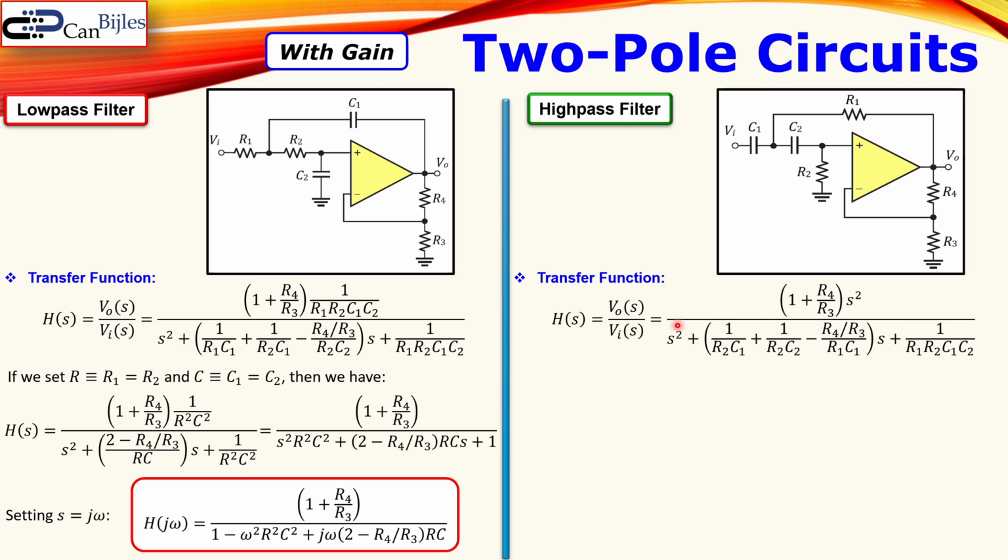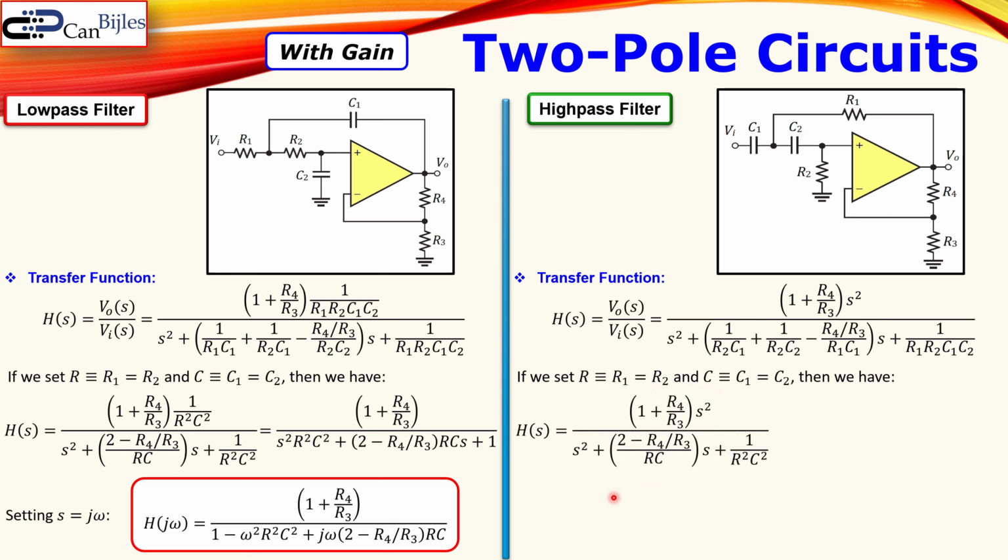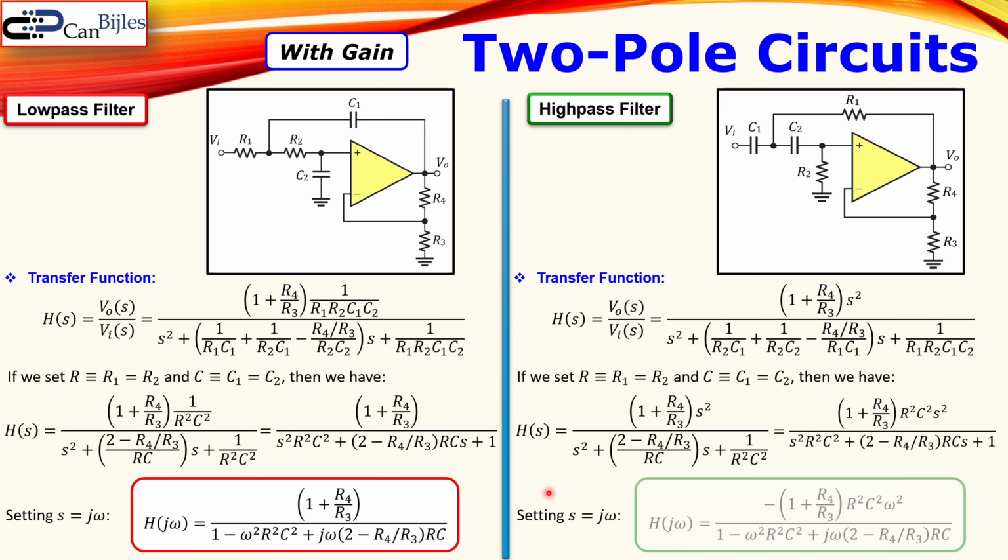The S squared has not changed, and also this 1 over the product of these 4 components is the same as before. Now if we set again our resistors and the capacitors, so these 2 capacitors and these 2 resistors equal to each other, then we have a more simple expression that's actually shown here. And we can also write it down in this format so we see it clearly what happens. And again, if we go to S equal to j omega, which is our steady state analysis, then we have our transfer function for the high pass filter configuration, 2-pole Sallen-Key with the gain.